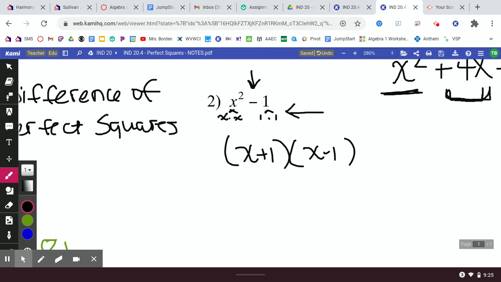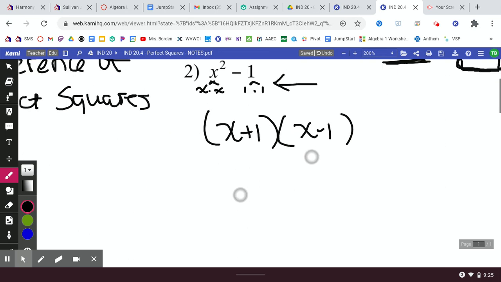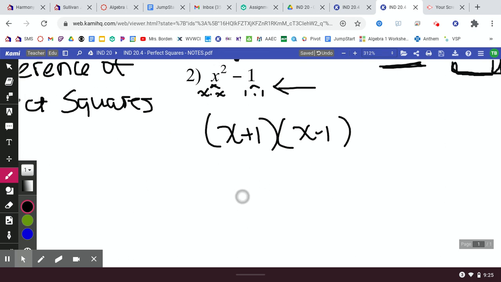Okay? If I were to give you another one, you don't even have to write this one down in your notes. But if I said x squared minus 25, okay?